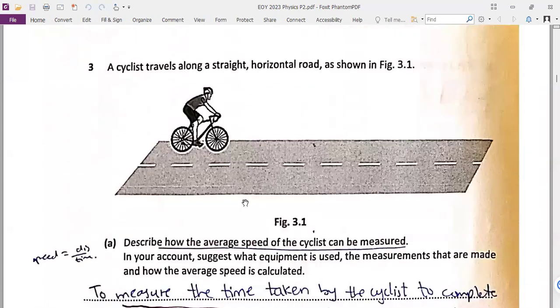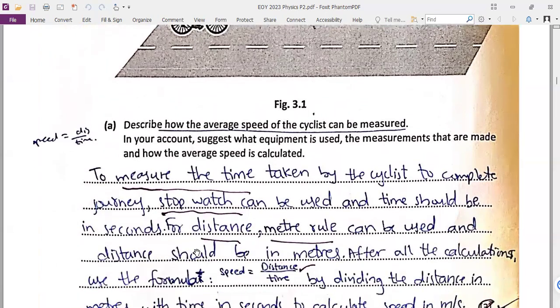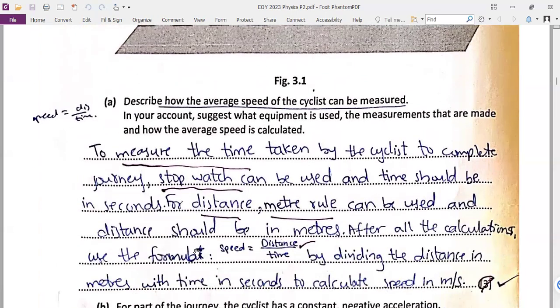Okay, question number 3. How the average speed can be measured. And it is a 3-mark question. So you will read through all this because everything is worth taking full marks. Make sure you mention this formula. Make sure you mention your apparatus and the distance and the time.